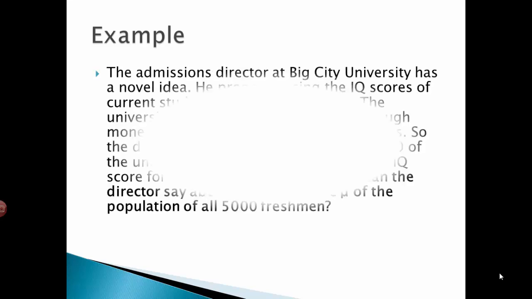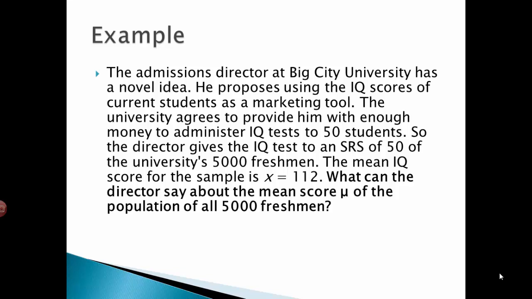So let's take a look at this example problem. This example was given to you in the book. If you want to pause the video and read it, that's fine. I'm not going to read through it, but here's what I want to focus on, and that is the actual question, which is, what can the director say about the mean score mu of the population of all 5,000 freshmen? So we're looking at 5,000 freshmen. We're looking at the mean of a sample being 112. How can we use that to help find the mean of the entire population?